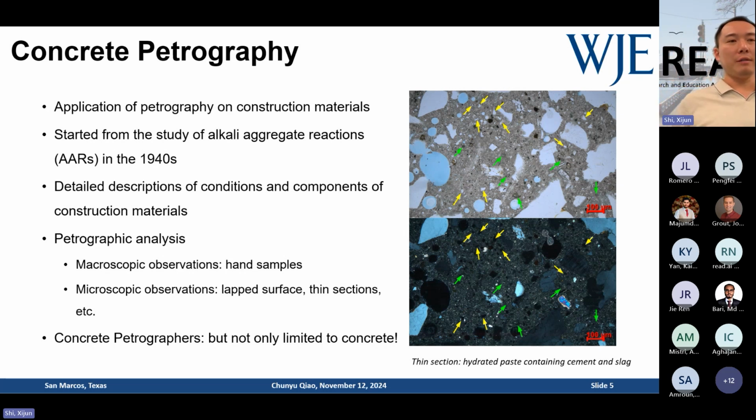So we call ourselves concrete petrographers. So, just from the name, don't get misled that, oh, we only look at concrete. We can look at anything that can be used in construction, in structures. So we can look at dimension stones. We can use petrography to look at grout. We can use microscopes, petrography, to look at mortar and other cementitious material or binder systems.